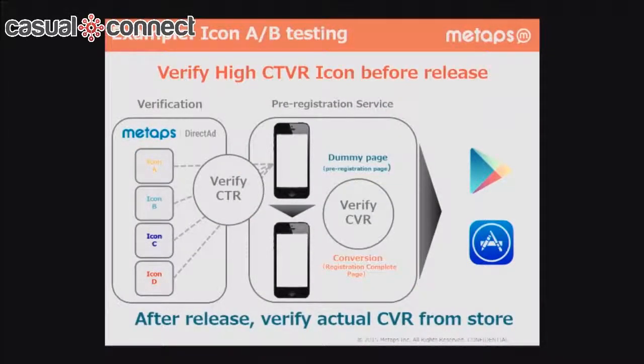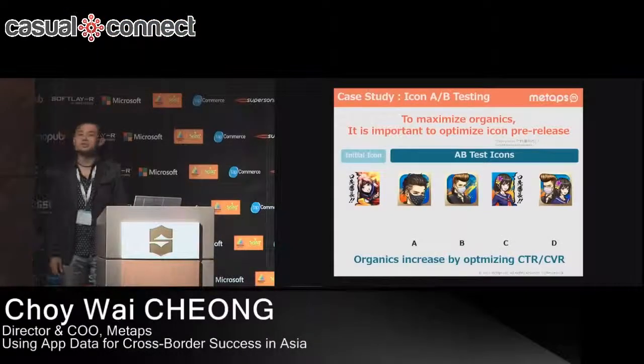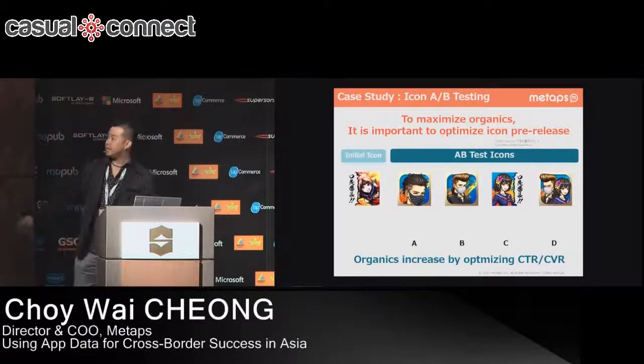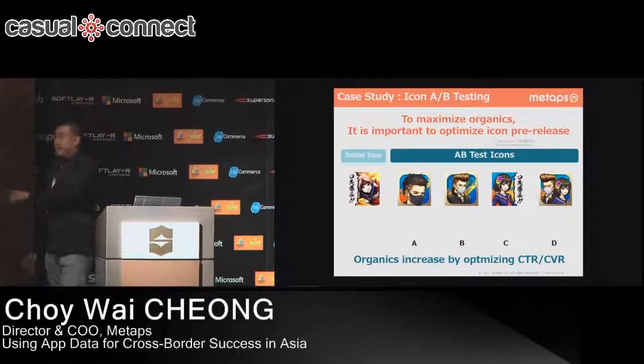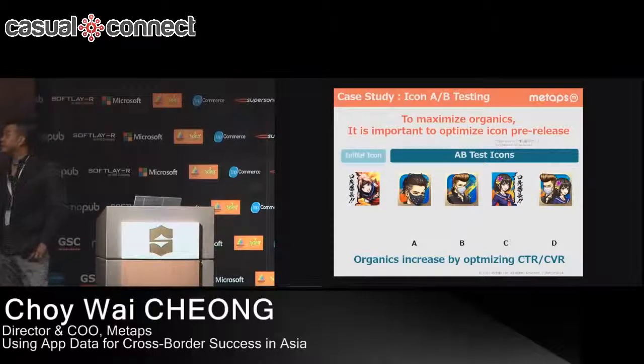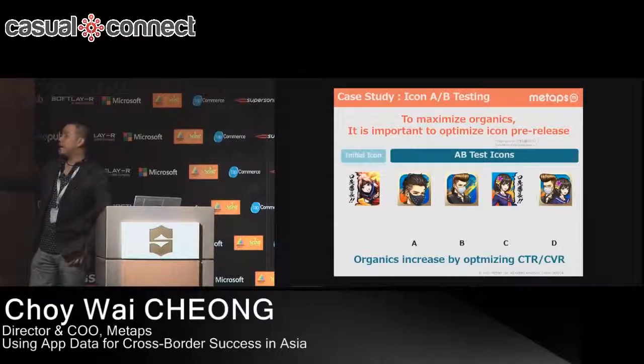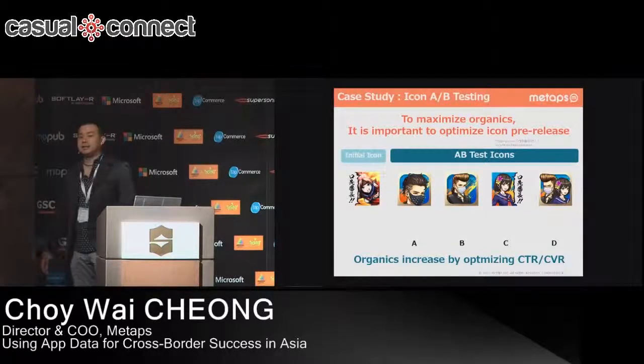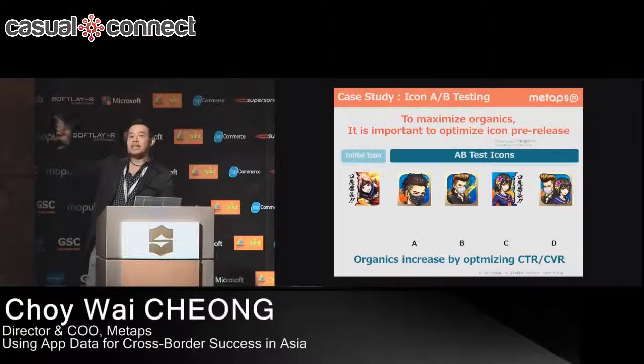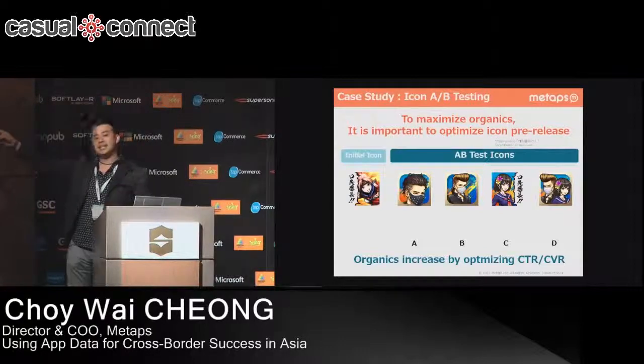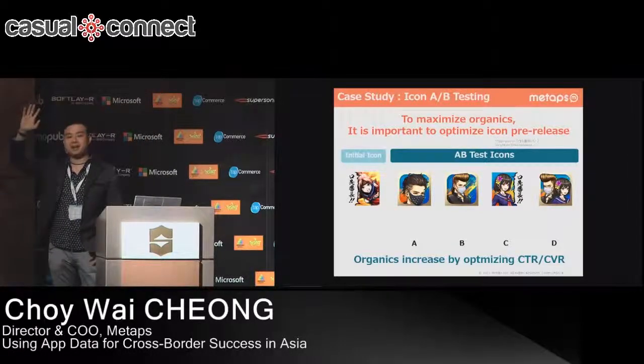Now, for the example of icon A/B testing, you look for high CTR and high CVR to verify, and then you place it on the web store. So here I want to do a little quiz with all of you. There's this actual case study, a Japanese app. You have the initial icon on the left, and then they actually created 4 different versions, A, B, C, and D, all right? So who thinks icon D has the highest CTR?